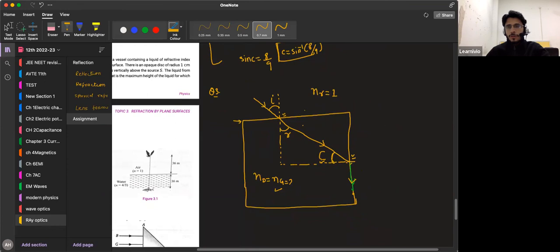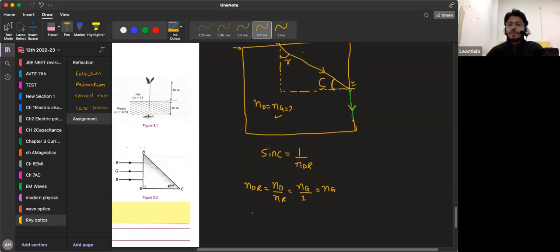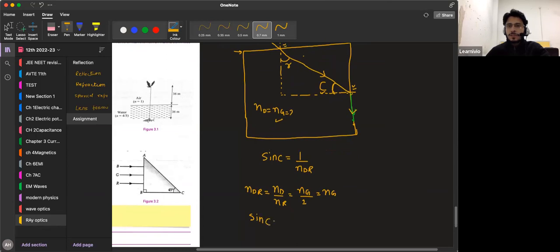Yes, sir. Okay. Now, can you relate this critical angle with the refractive index of glass? What's the relation between critical angle and this thing? Sine C is 1 by refractive index of denser with respect to rarer. So what is denser with respect to rarer? That means refractive index of denser medium divided by the refractive index of rarer. In our case, the denser is the glass and the rarer is the air. So we can say that sine C is 1 by refractive index of glass.